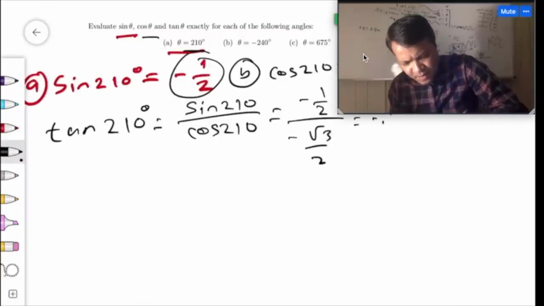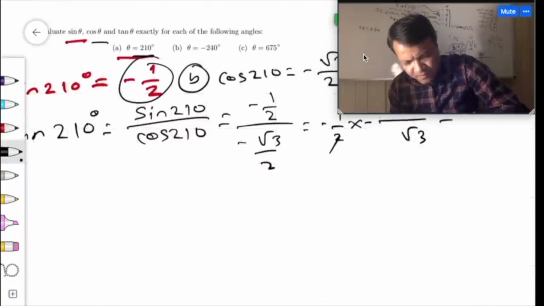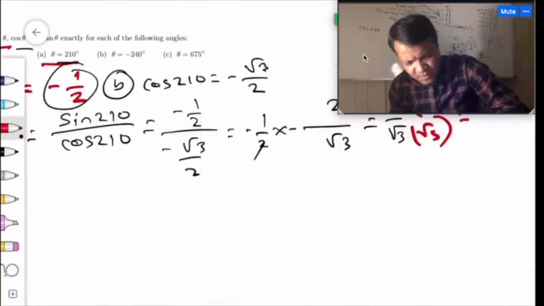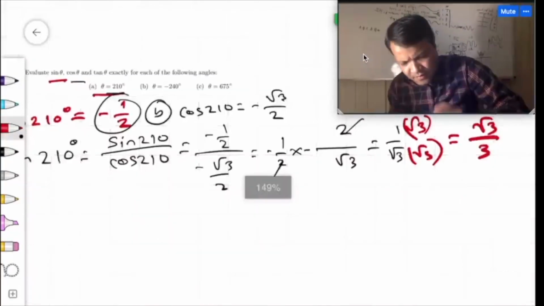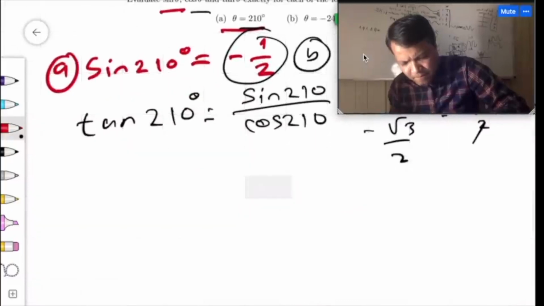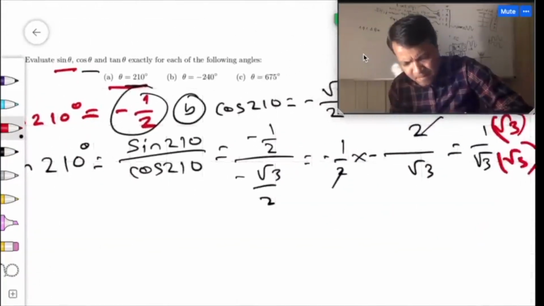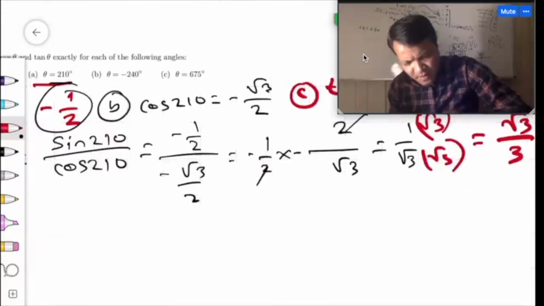That is equal to negative 1/2 times, we're going to flip that, so 2 over square root of 3. There is a negative here, the 2s cancel, negative times negative is positive, so 1 over square root of 3. You're going to rationalize it, square root of 3 over square root of 3, so it is square root of 3 over 3. So tangent 210 is equal to square root of 3 over 3.